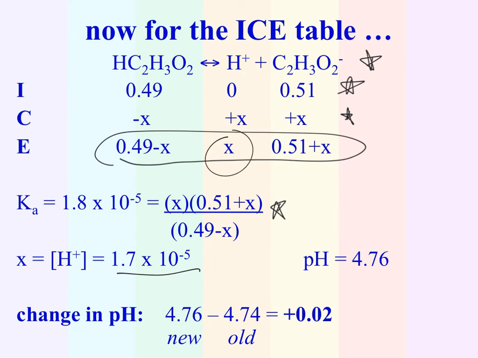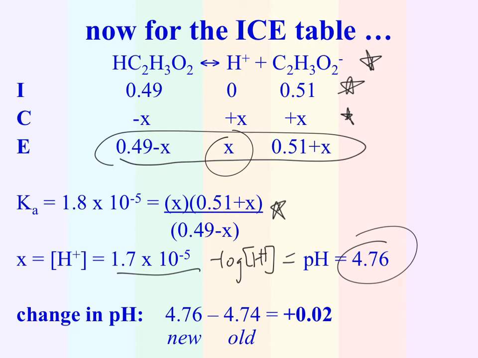We know that x is equal to the concentration of H+. So if I want to know the pH of that solution, I'm going to take the negative log of my H+ that I just calculated, and I'm going to plug that in and find that I have a pH of 4.76.